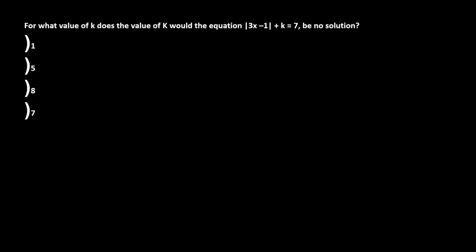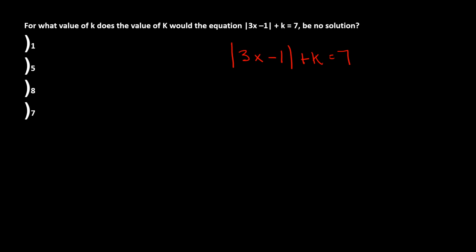This first problem says, for what value of k does the equation absolute value of 3x minus 1 plus k equals 7 have no solution? So what does that mean, right? How do we get no solution with absolute values?